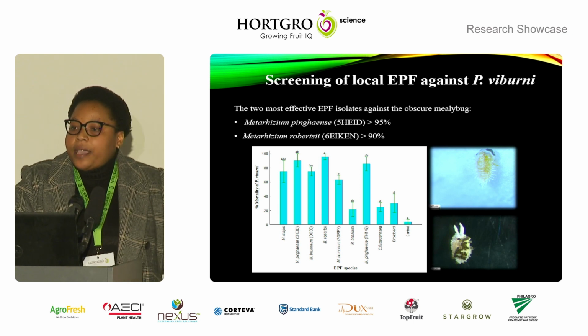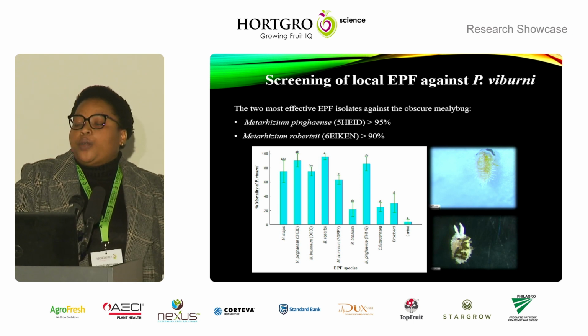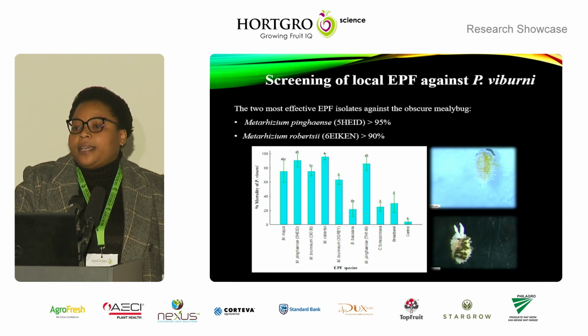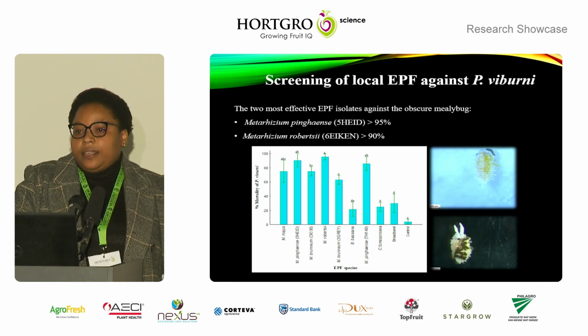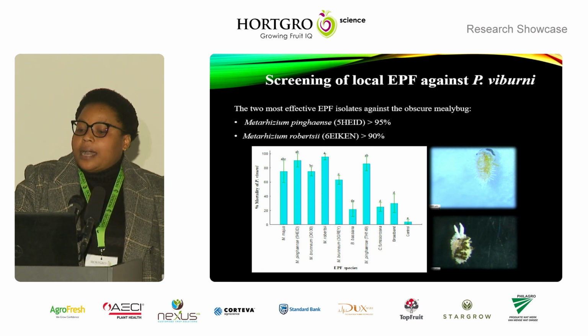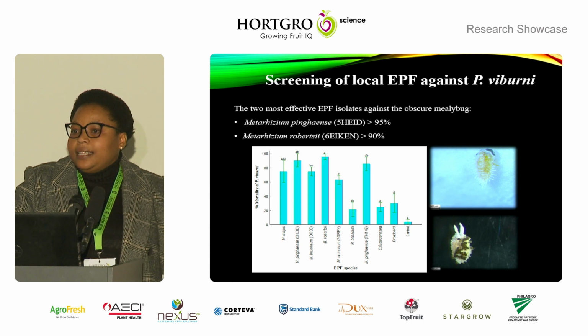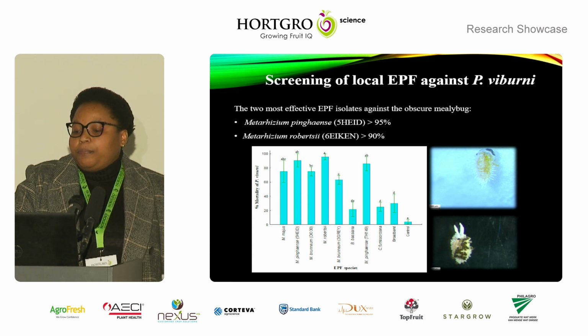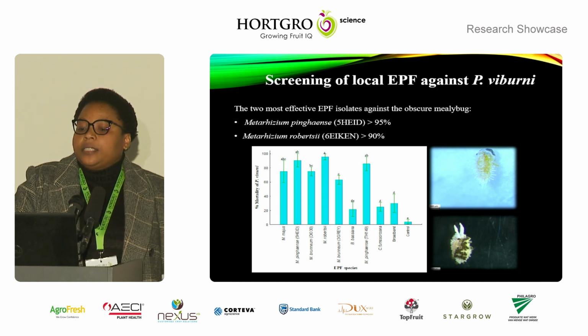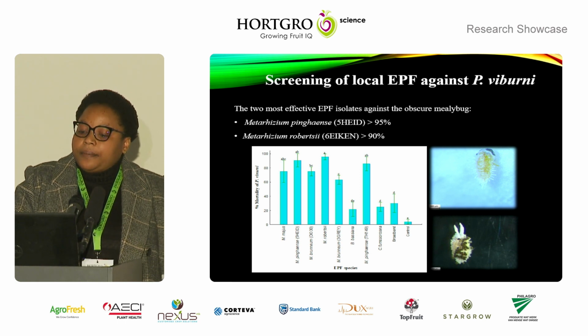For the screening bioassays, we found that two Metarhizium isolates, Metarhizium pinghaense and M. robertsii, were the most effective EPF isolates against the mealybug. Both isolates induced mortality of above 90% in the lab. The two pictures here just show the infected cadavers of the mealybug following exposure to the Metarhizium isolates.